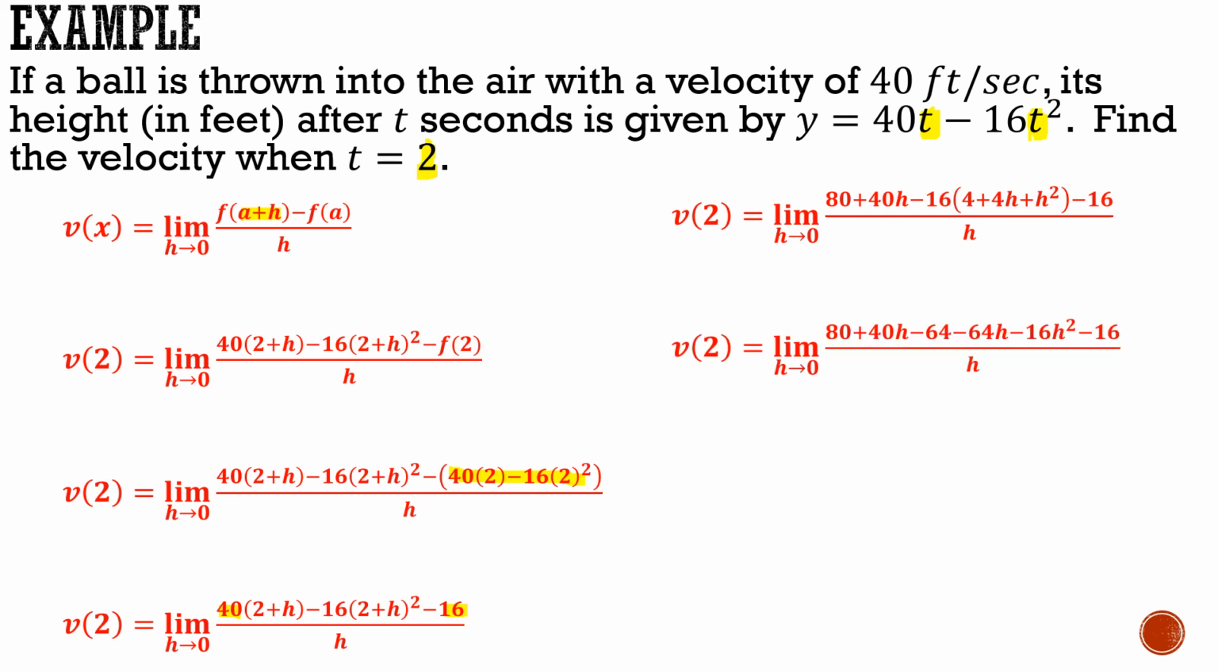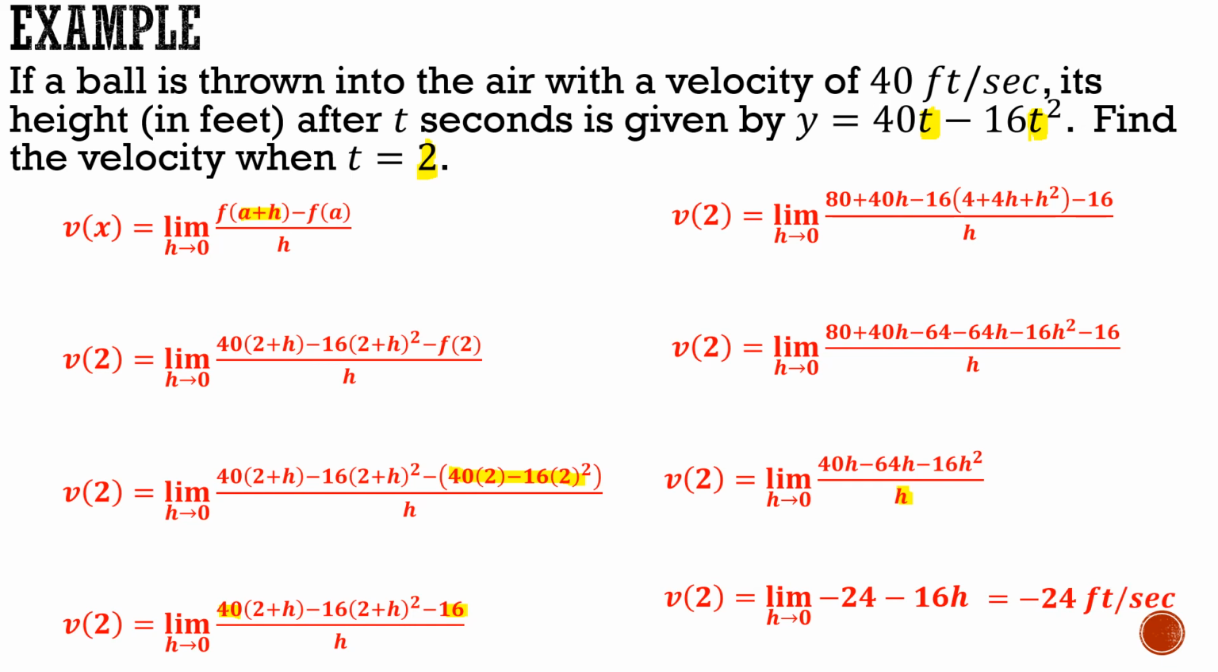Continuing to simplify, I'm going to distribute that 16 in, and so I'm left with 80 plus 40h minus 64 minus 64h minus 16h squared minus 16, all over h. Simplifying some more, I'm going to clean up that numerator, add my like terms, and I get 40h minus 64h minus 16h squared. Now what I can do is take an h out of everything, or divide everything by h, and that will leave me with negative 24 minus 16h. Now when I go to calculate my limit, h is approaching 0, so I plug 0 in for h, and I'm left with negative 24 feet per second.